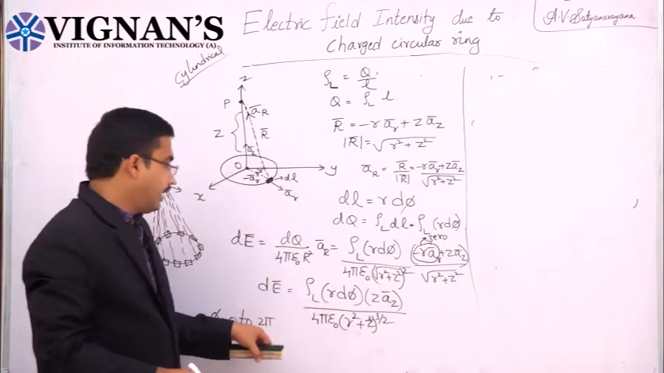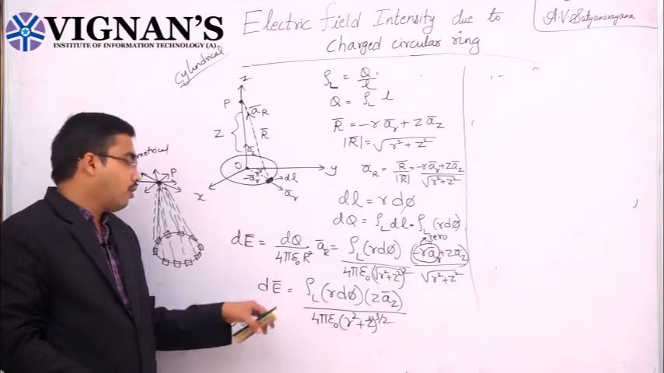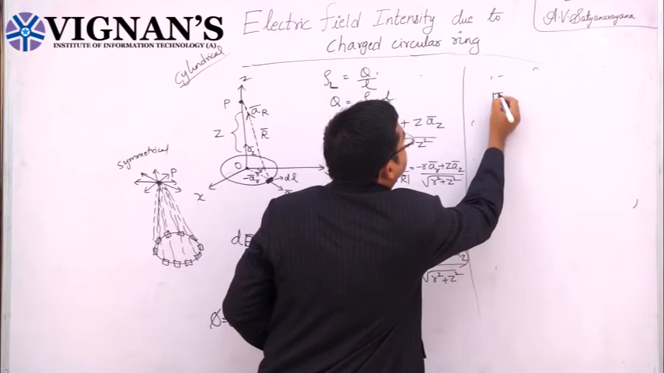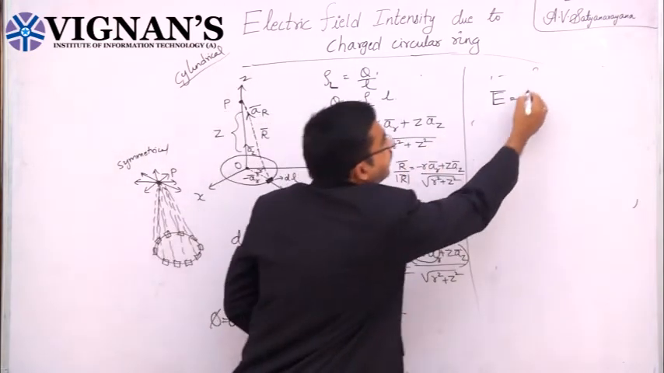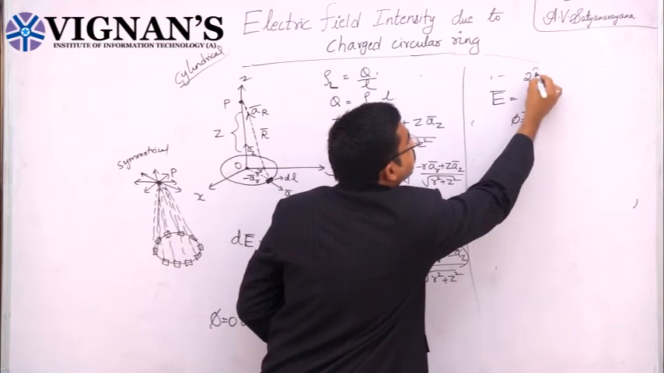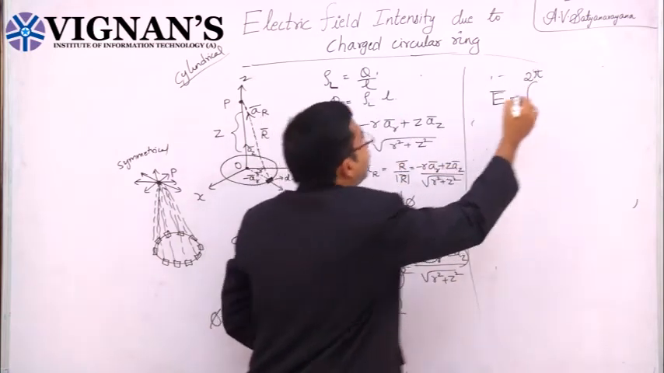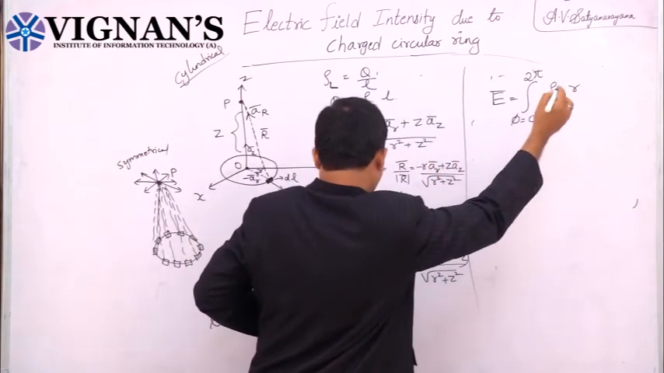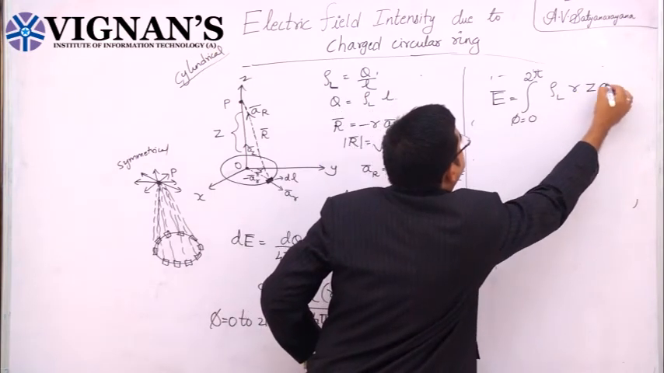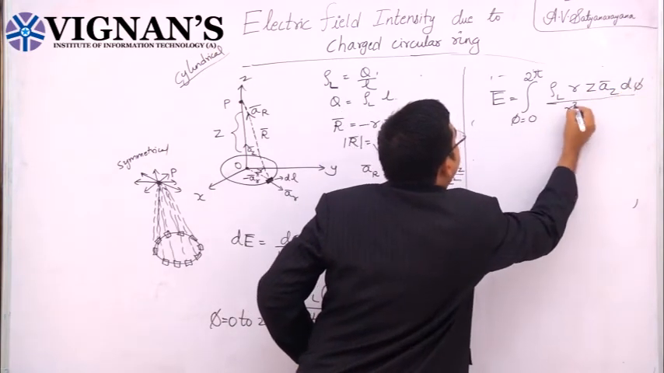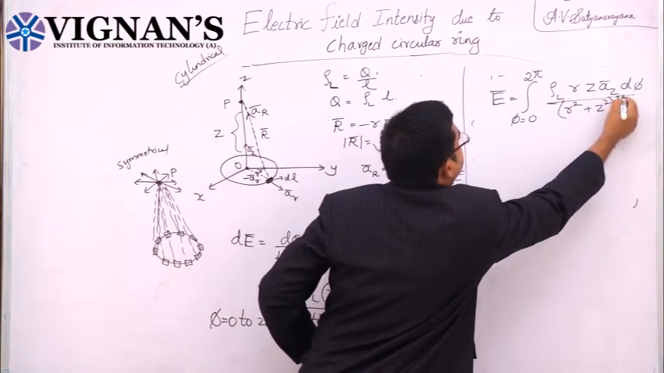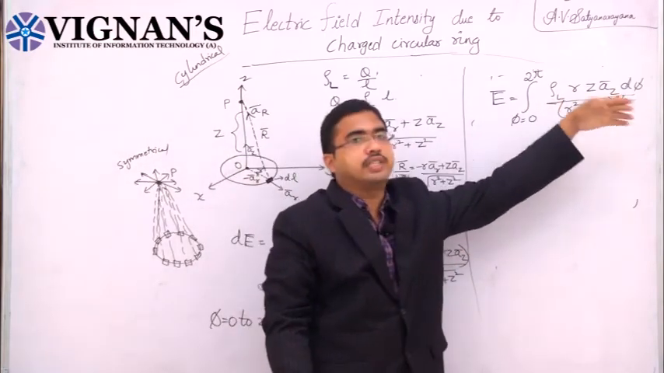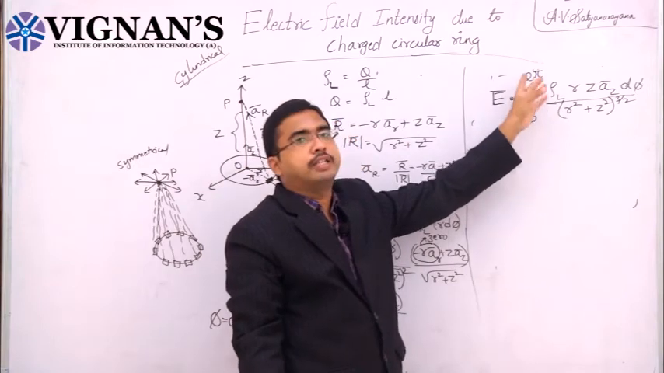So here you can integrate this dE bar over a limit of phi equal to 0 to 2 pi. To obtain the complete electric field intensity E bar, integrate this expression from phi equal to 0 to 2 pi, and remaining all are constants: rho L R Z AZ d phi divided by R square plus Z square whole power 3 by 2. On integrating, the only variable component is integral d phi, which is equal to phi, and substitute the upper limit minus lower limit.